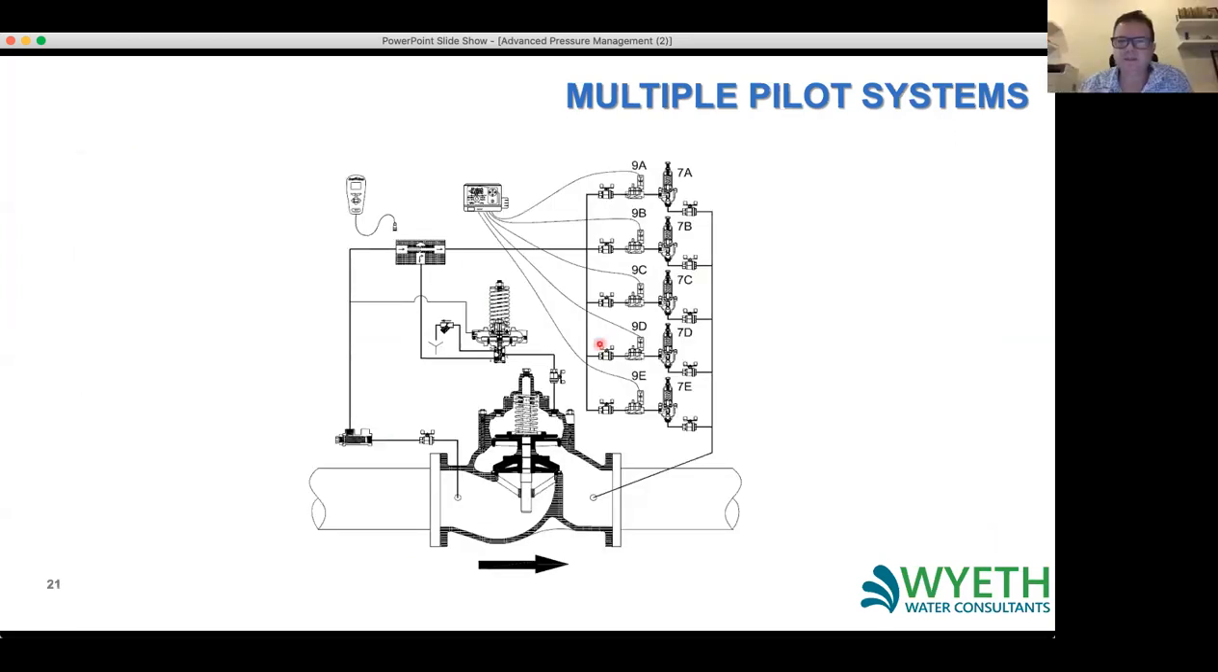And here's the diagram showing that 5 pilots in a row with 5 different solenoids to control each pilot, and it's all controlled off of one timer system.